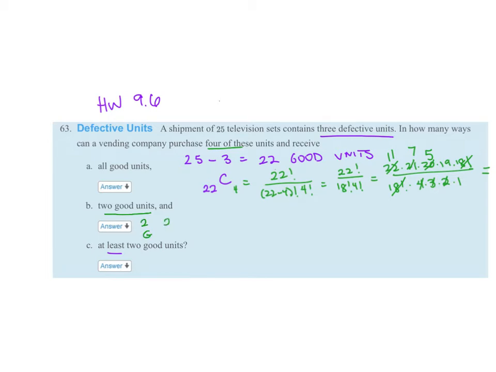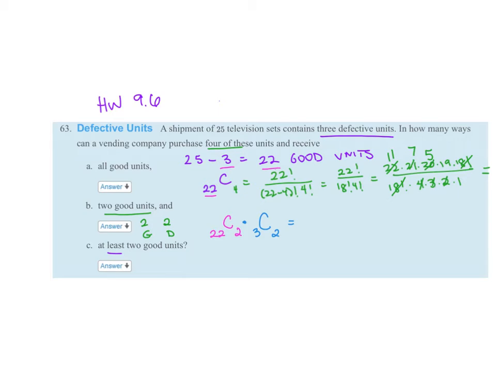Now, if we're looking at 2 good units, that means 2 good and 2 defective. We know there are 3 defective units. For the 2 good units, we pull from the 22 good units, so 22 choose 2, times, out of the 3 defective units, we're also going to choose 2 of those. So 22 choose 2, times 3 choose 2. And then you solve for that as well.